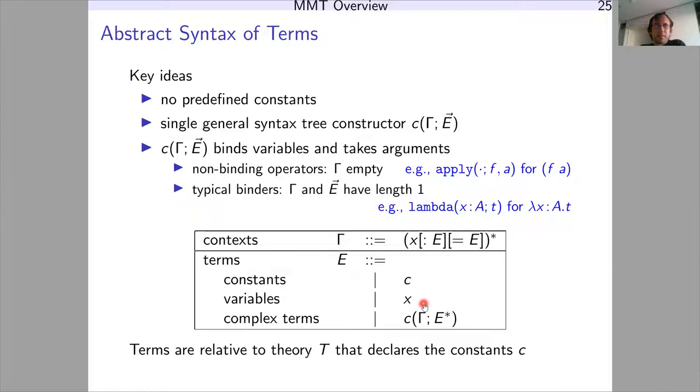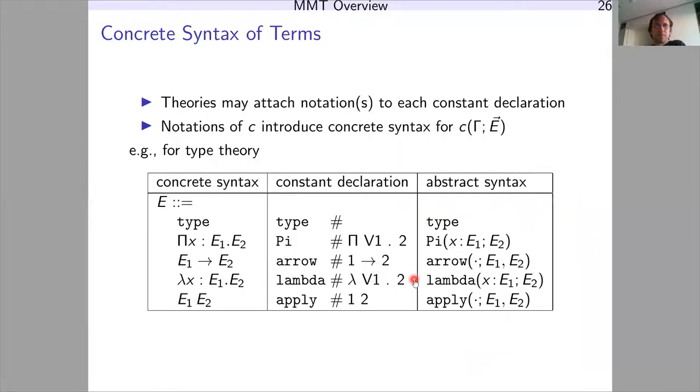So MMT uses an extremely generic concrete syntax, abstract syntax underneath. There's globally defined names, locally defined names, and complex terms, which may or may not bind some variables and which may or may not have some subterms. Then notations are used to mimic the typical concrete syntax of systems. And MMT does not build in a type system or any kind of equality. It doesn't even build in any of these constants. So everything you see comes from the systems.